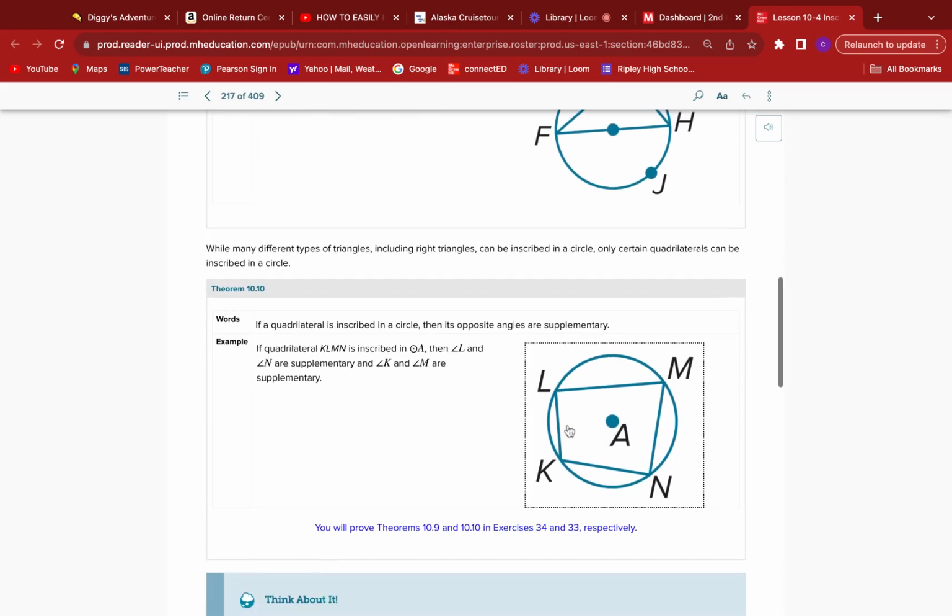For a quad, if it's inscribed in a circle, you know the opposite angles are supplementary. What I'm saying is this. Angle L, opposite to angle N, they add up to be 180. Same thing for K and M. Angle K, angle M, they're opposite. They add up to be 180.